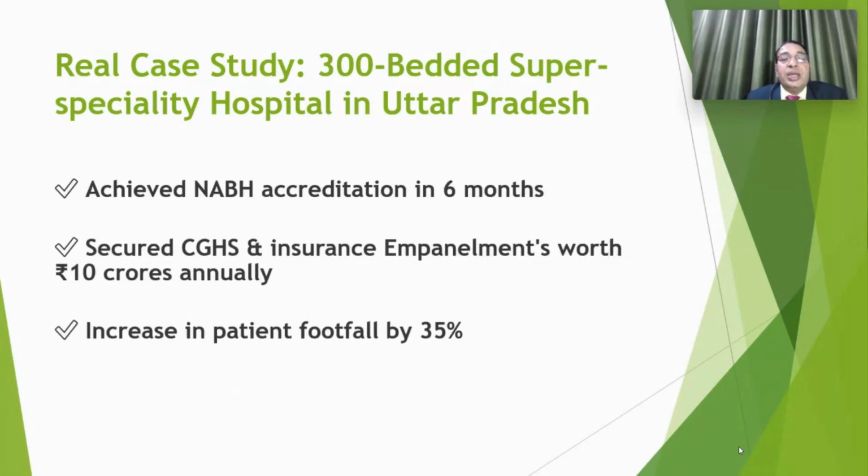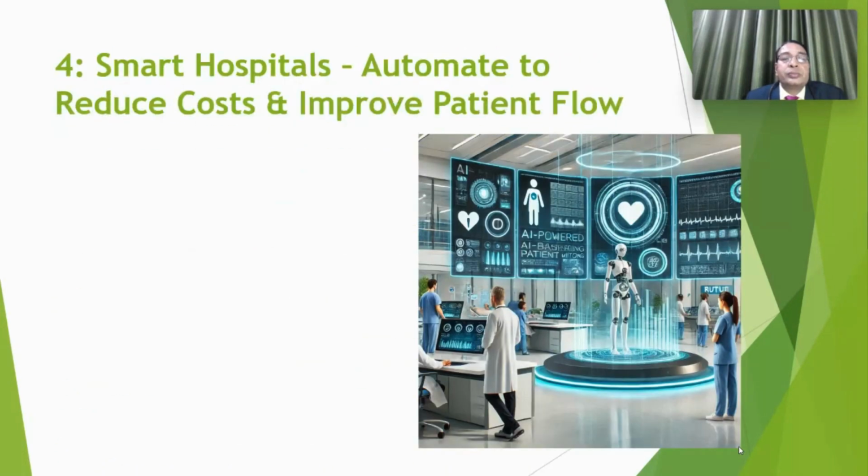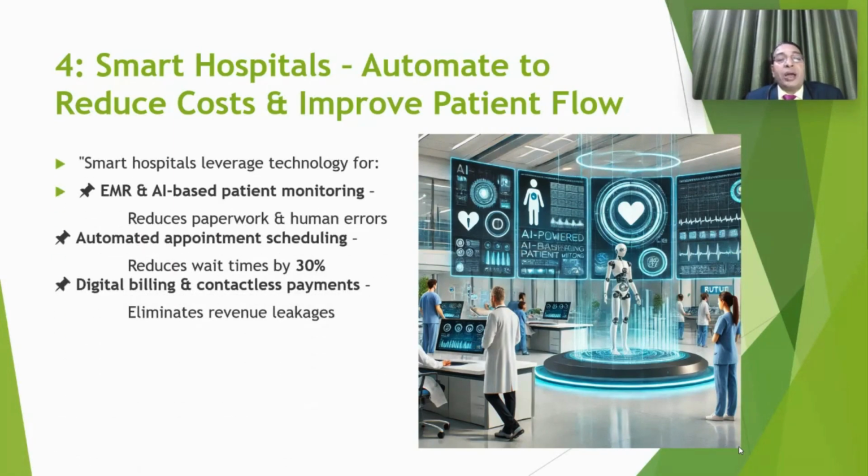The next is NABH accreditation, to unlock insurance and government tie-ups. NABH accreditation is a revenue booster. Get empaneled with CGHS, CCHS, insurance providers, Ayushman Bharat, TPA, and increase patient trust and referral rates, and enhance patient safety and infection control measures. A real case study of a 300-bedded super specialty hospital in UP achieved NABH accreditation in 6 months, secured CGHS and insurance empanelments worth 10 crore annually, and a 35% increase in patient footfall. Hospitals without NABH accreditation lose 5 to 10 crore annually in potential revenue.